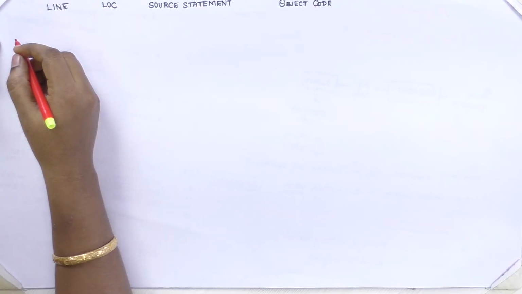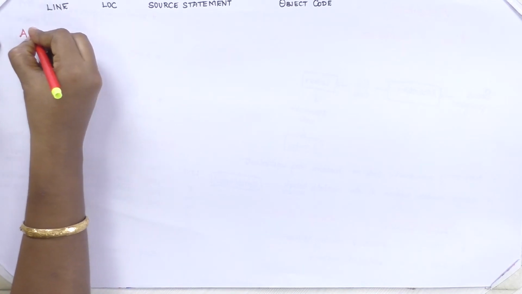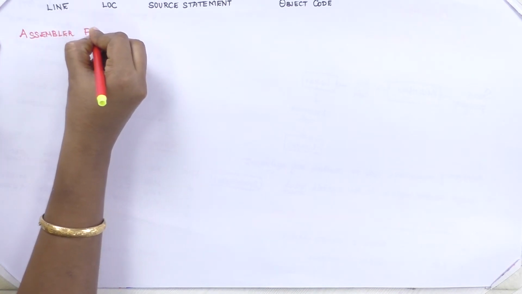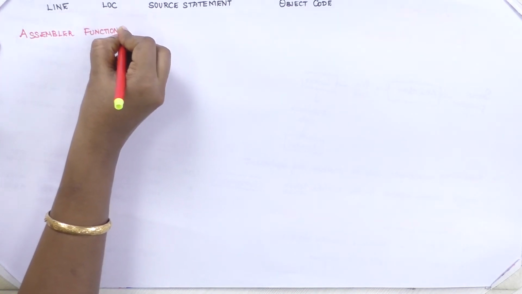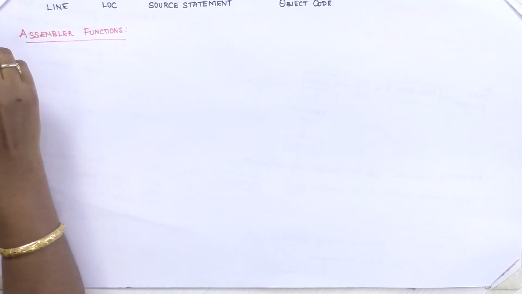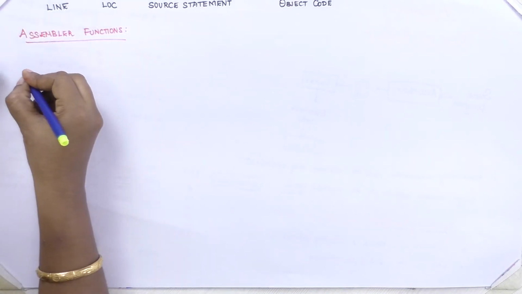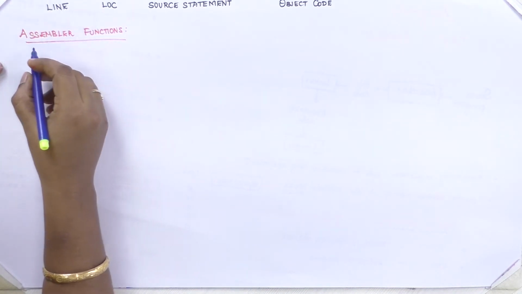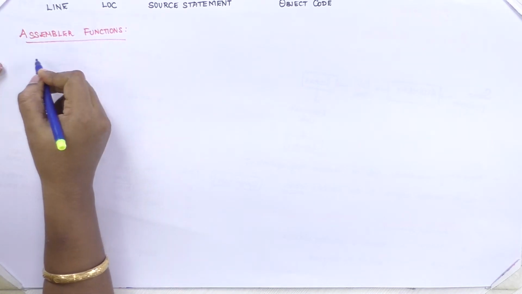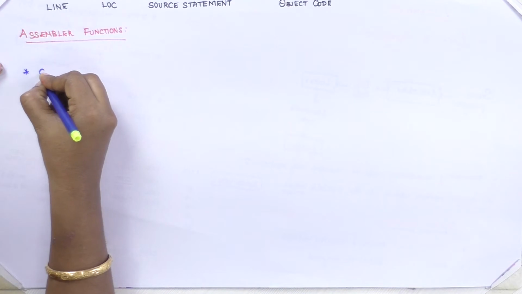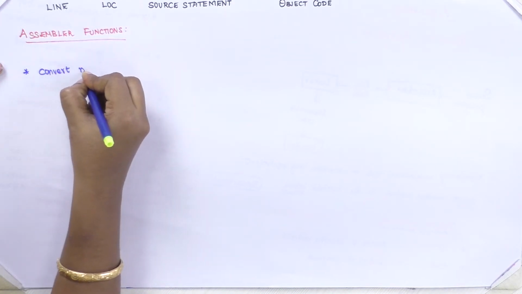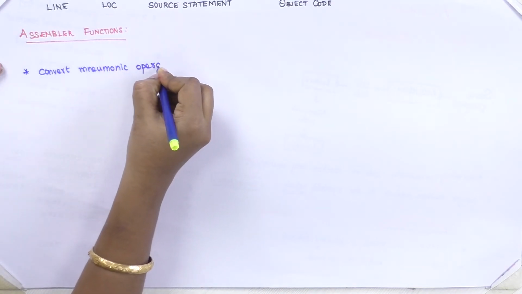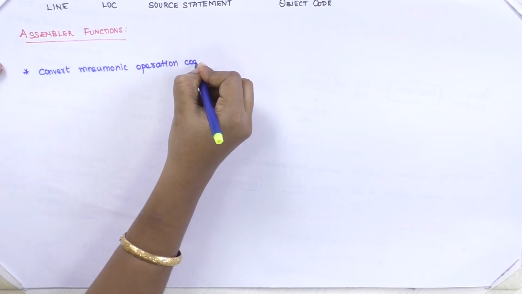So now let us discuss the assembler functions. The major function of an assembler is translating the source program to object code. While translating the source program to object code, it requires the following functions. First, it will convert mnemonic operation codes to their machine language equivalents.